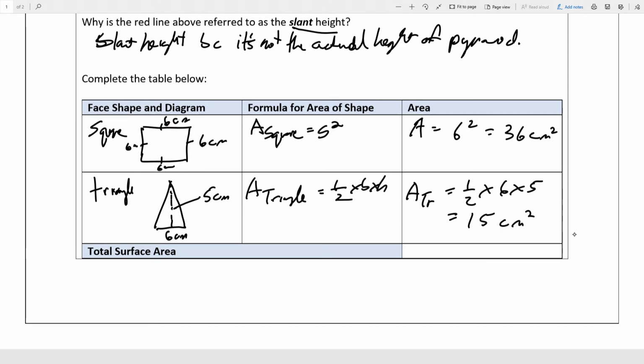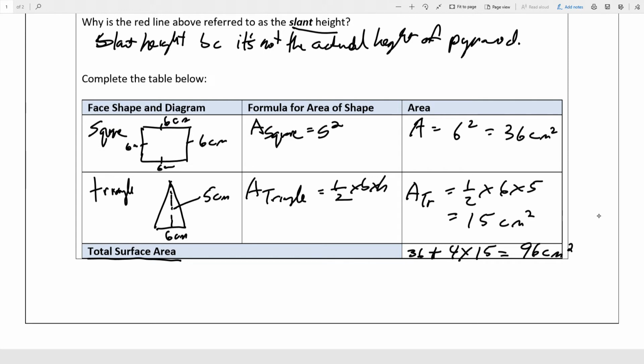So the total surface area, which they want here, is going to be 36, the area of the square, plus 4 times the area of the triangle, because there are 4 triangles. So altogether that is 60 plus 36, so that's 96 centimeters squared.